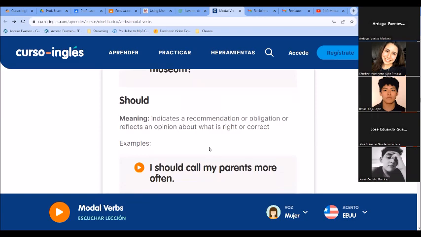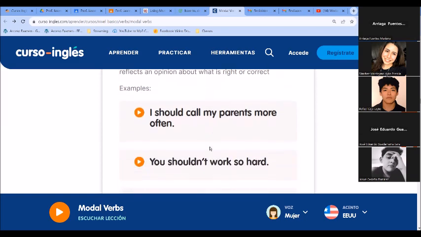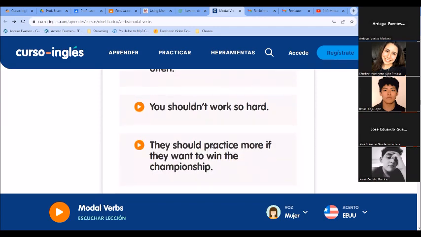Should, meaning indicate a recommendation or obligation, or reflects an opinion about what is right or correct. Examples: I should call my parents more often. You shouldn't work so hard. They should practice more if they want to win the championships.